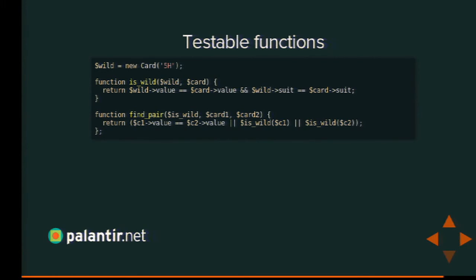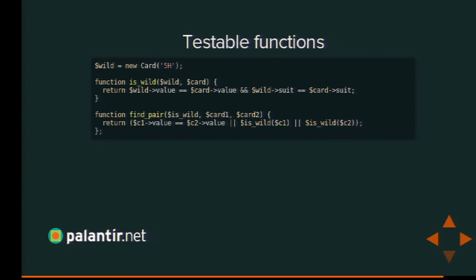We have an isWild function that takes a wild card and a card object. And it says, all right, is that card wild? And findPair is going to take that isWild operation to use, and then the two cards to compare. And I've got the same syntax error here. I apologize. Now we can test them. IsWild and findPair we can very easily test. We can mock isWild if we want to. But it's really easy to unit test these pieces.